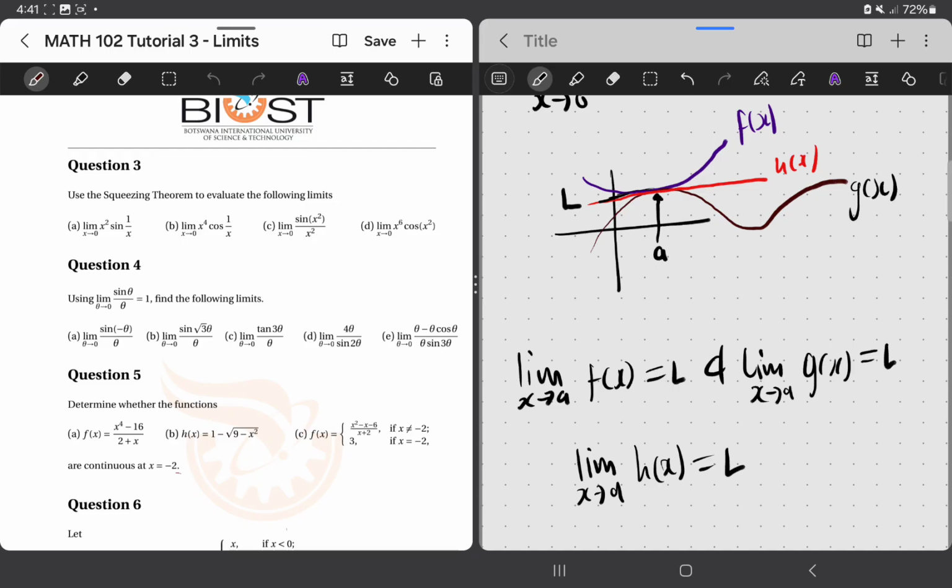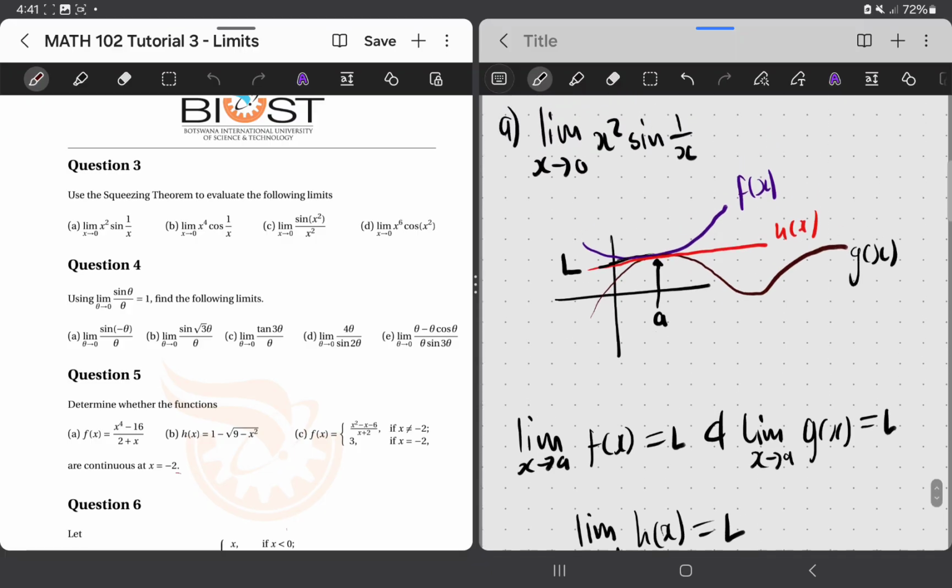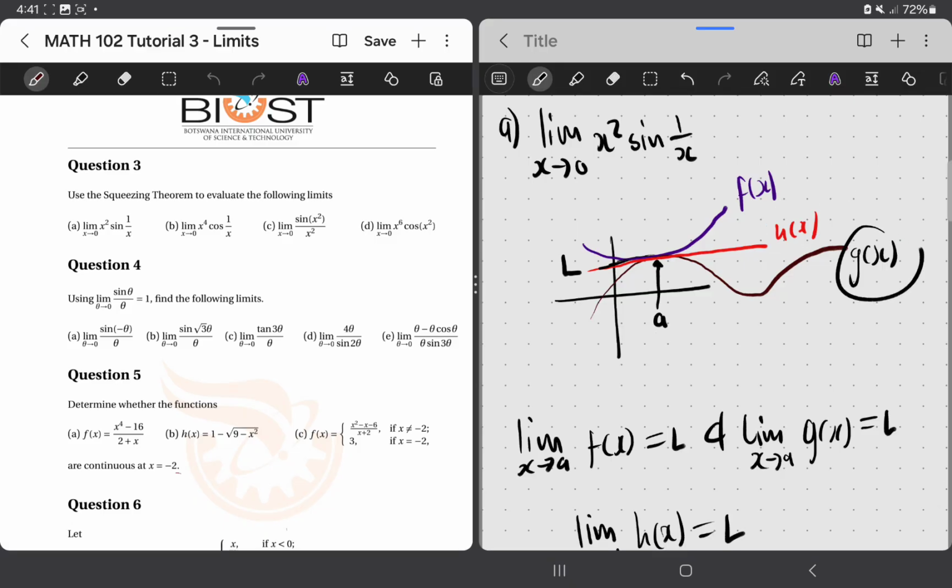We're saying f of x is above h of x, and g of x is below h of x. So if the limit of the one above is L and the limit of the one below is also L, then obviously the middle one is going to be L. You get it? So the limit of the middle term will be L.